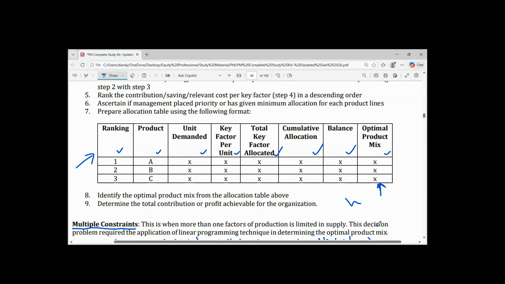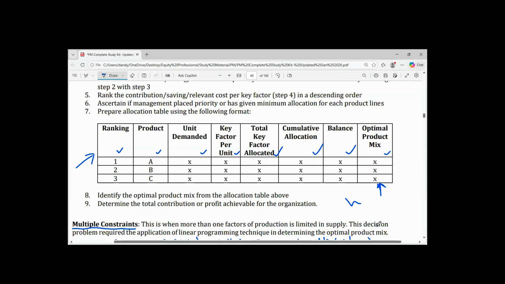So let me just, as a recap, the first step is to identify the key limiting factor by comparing the required resources with the available resources, whether it will result in a shortfall or surplus to the organization. Step 2, you calculate contribution/saving per unit for each of the product line. Then step 3, you confirm if management has placed priority or given minimum allocation to each of the product line. If that is not available, then you move to step 4.